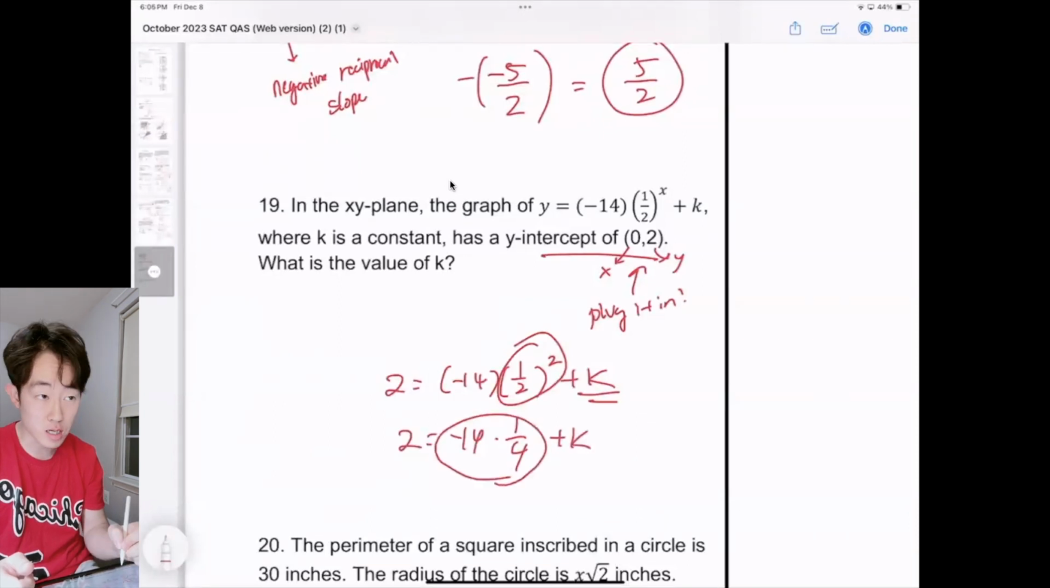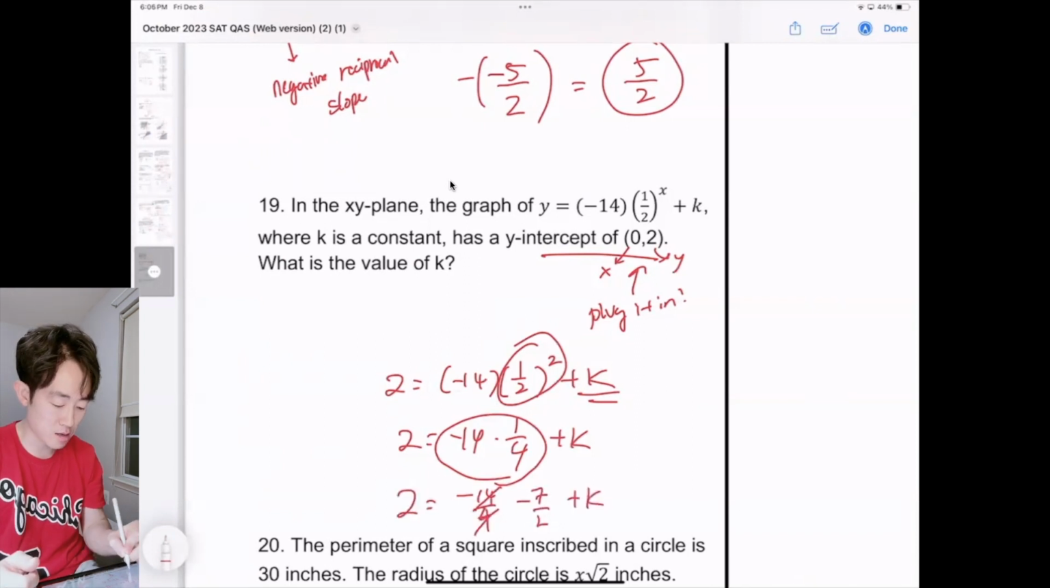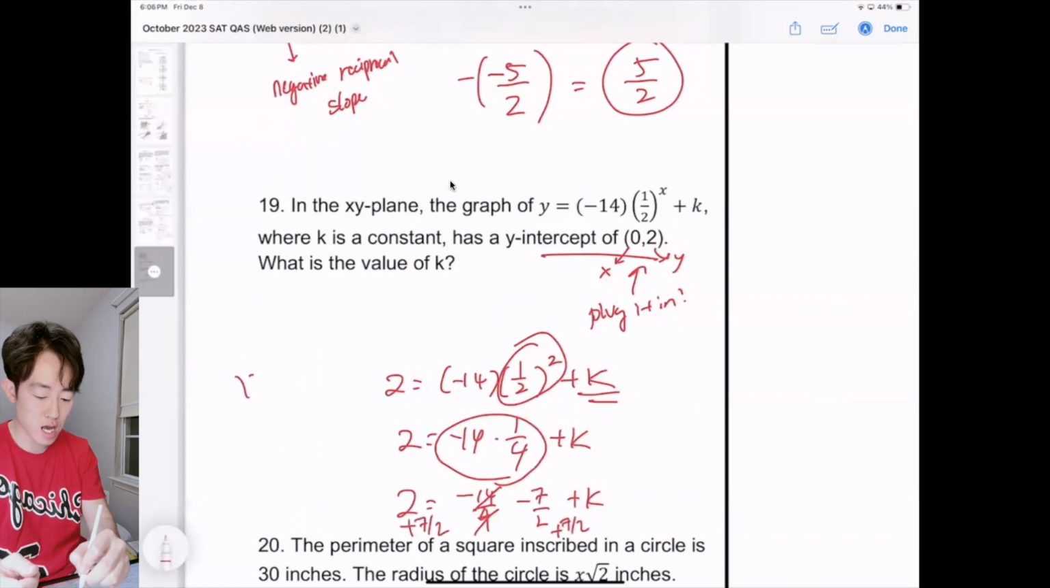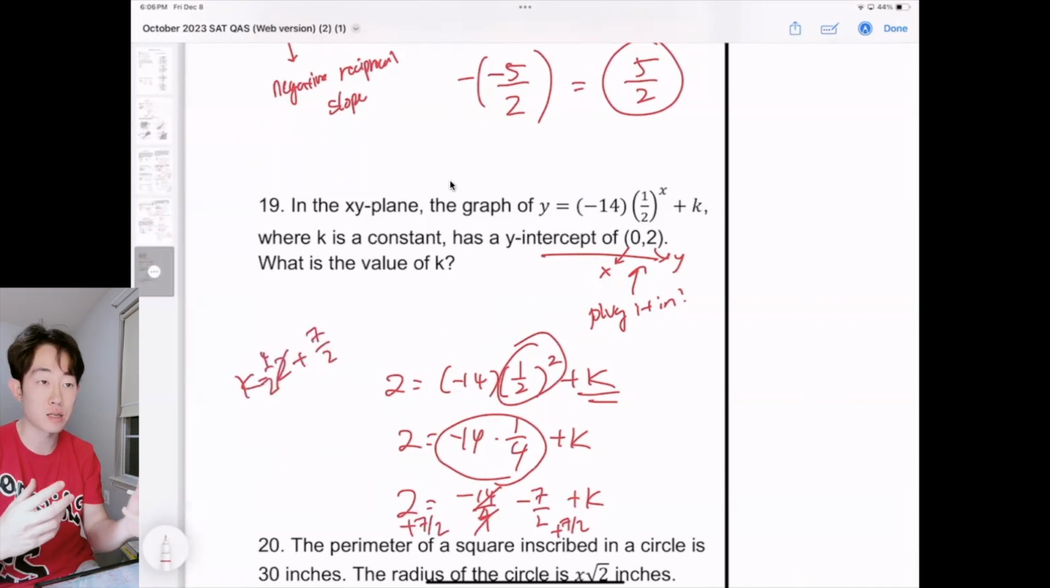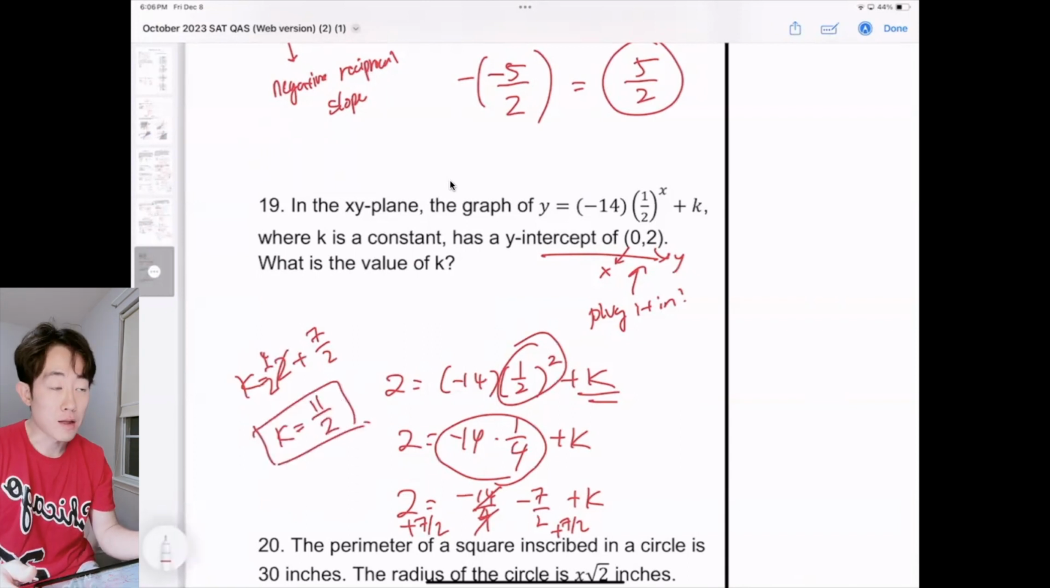Now, negative 14 over 4: you have to be really good at reducing fractions. That's something you must practice. And you can't use a calculator for this one, but you're going to add the 7 over 2 on both sides. So k is equal to 2 plus 7 over 2. That's 4 over 2 if you get the common denominator. So k equals 11 over 2 as your final answer. Again, plug it in, and the rest of it is simple arithmetic.